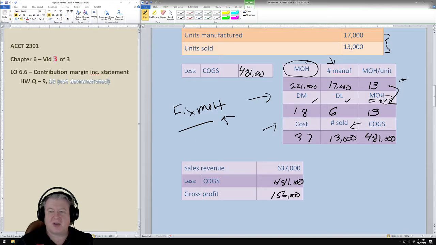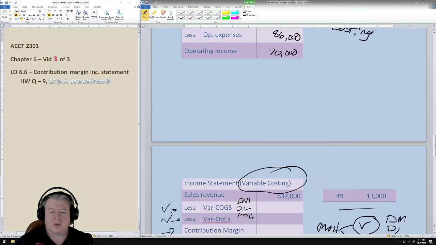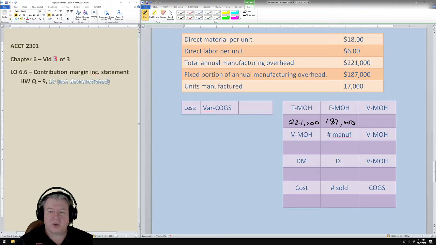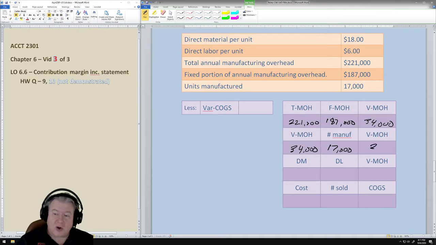So we've got to strip out this fixed part from the per unit cost. We know what the total is, we know what the fixed part is, therefore the variable part is 34,000. If the variable part is 34,000 and the number of items I manufactured was 17,000, well, whereas before we said the total MOH was $13 per unit, we're saying of that $13, only $2 is the variable part.